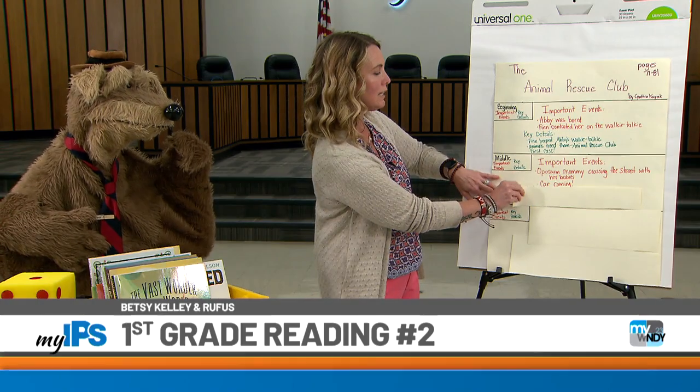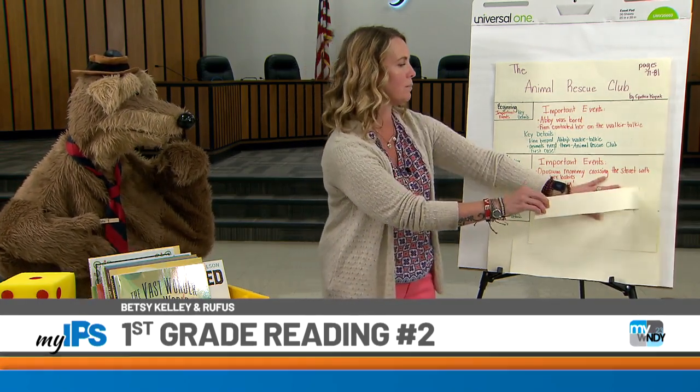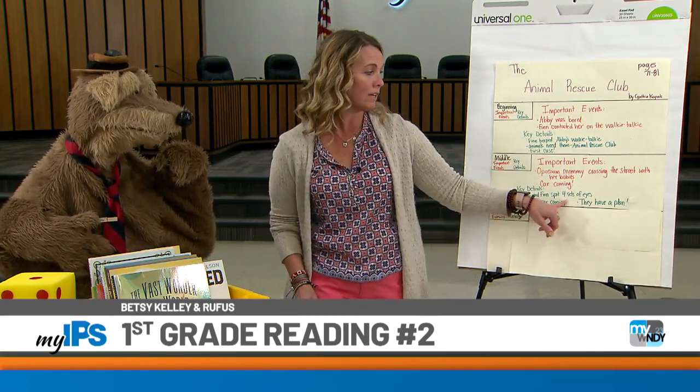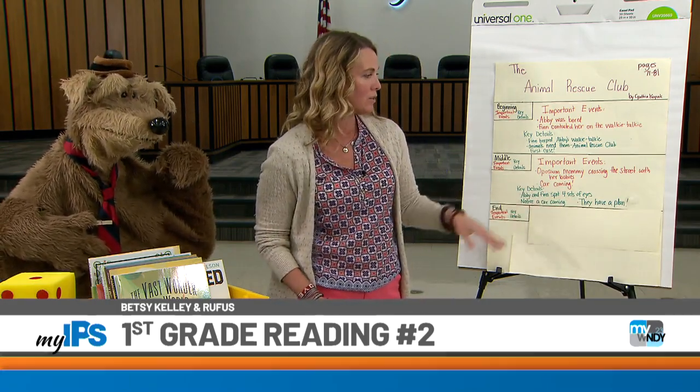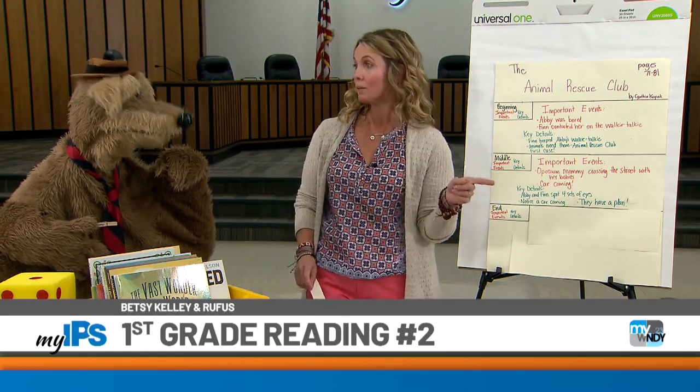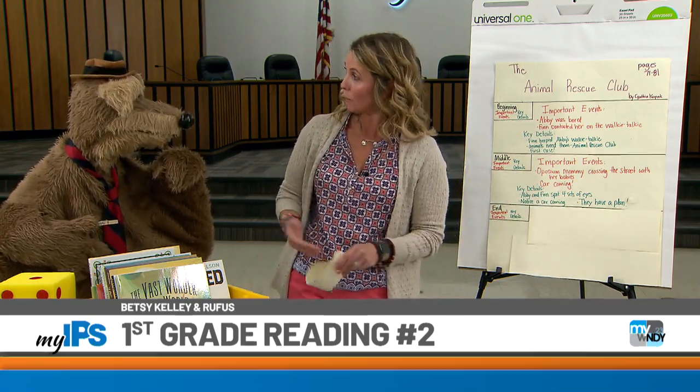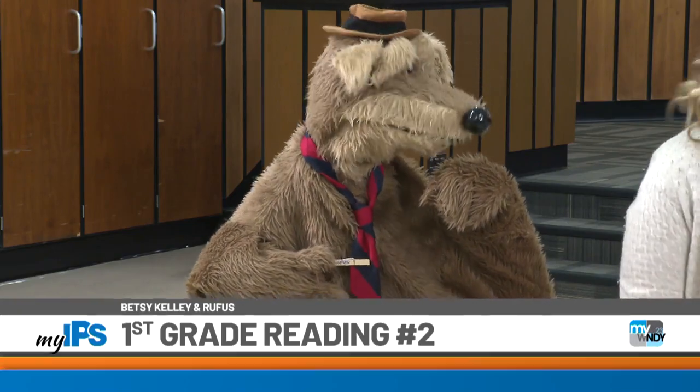So let's look at those key details that go along with it. So here I have Abby and Finn spotted four sets of eyes. They noticed a car was coming, but they had a plan. So it was really good that they were prepared and had a plan, right, Rufus? Oh, yes, for sure.